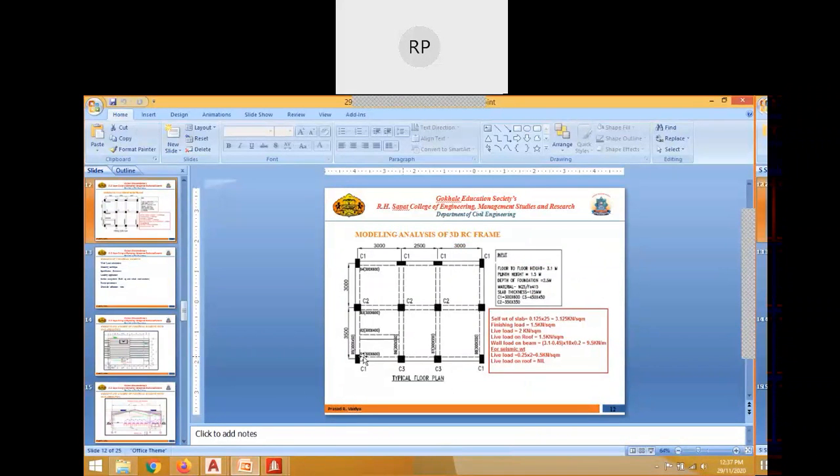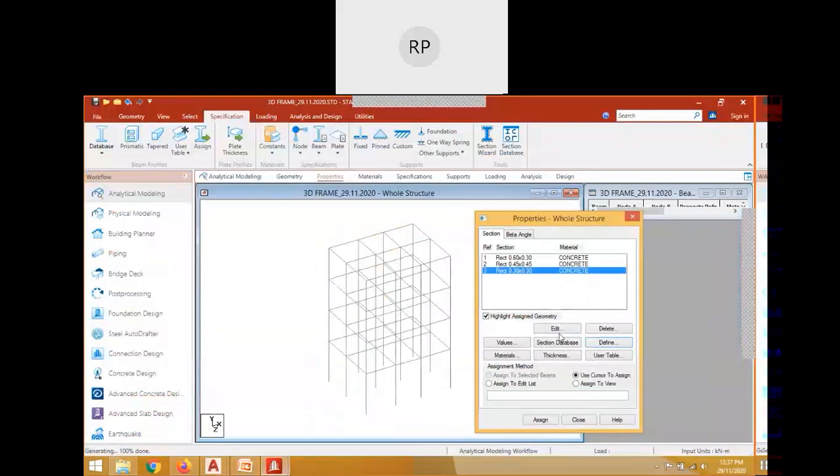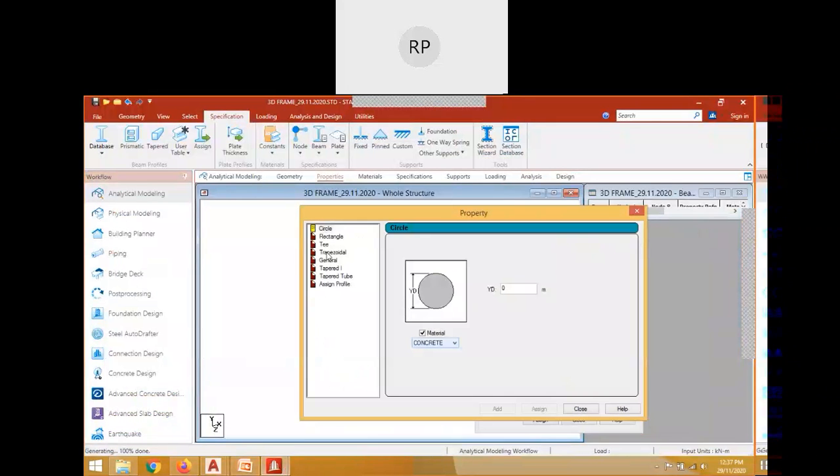So how many types of beams are there? If you can see here, there is 300 by 600, 300 by 400, and 300 by 450, right? So 600, 400, and 450. Three types of beams are there. Okay, so let us go back to the model. Let us add the beams.